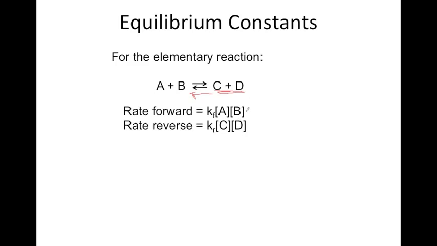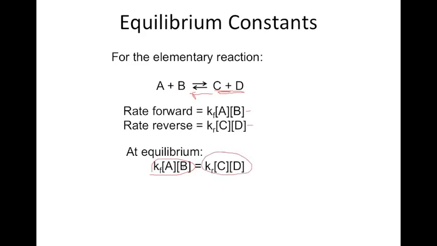So we have our two rate laws for the forward and reverse reaction, and we also know that at equilibrium, the forward and reverse reaction rates are equal. That's the definition of equilibrium. So we can set these two rate laws equal to each other, as I have here. The rate of the forward reaction has been set equal to the rate of the reverse reaction.